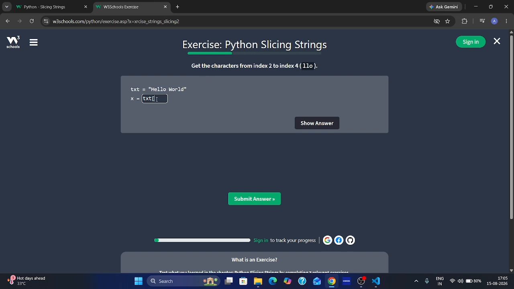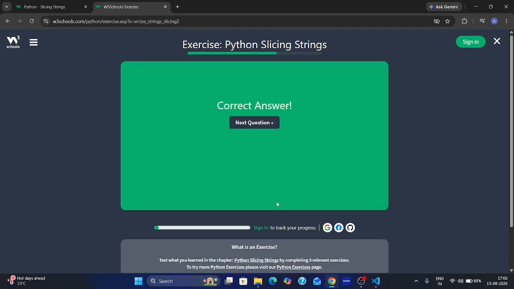It means you have to print 2:5, because the fourth one is the previous one. If you write 4 here, this is not correct. If you write 5 here, it will go up to LLO, because this is 0, this is 1, L is 2, the second L is 3, and O is 4. So it will give LLO. Our answer is correct. Let's see the next question.